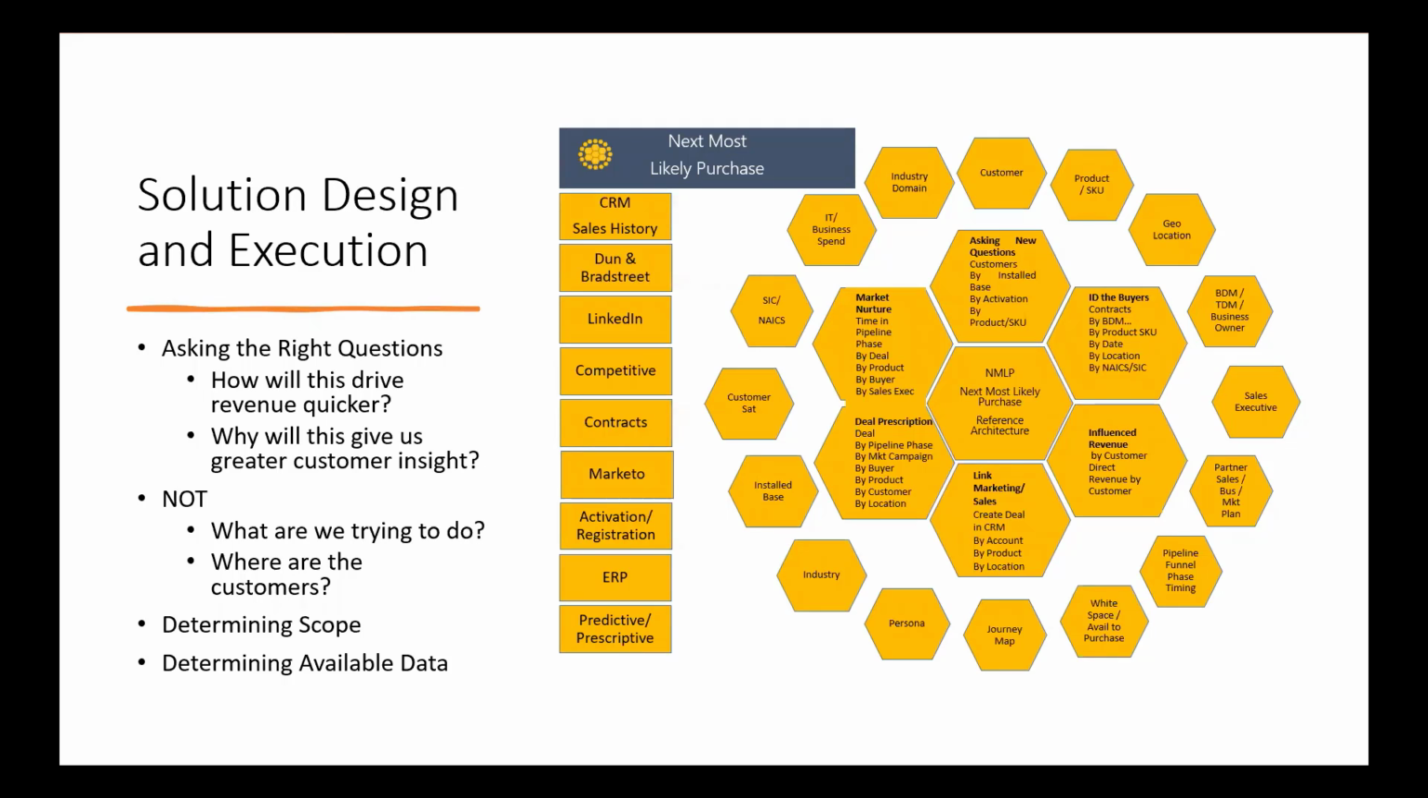The hexagons surrounding those questions are the pivot points that you would have, or the data areas we need to work on. Now on the left-hand side, you can see the external data sources and internal data sources that we may want to use in order to be able to answer those questions.